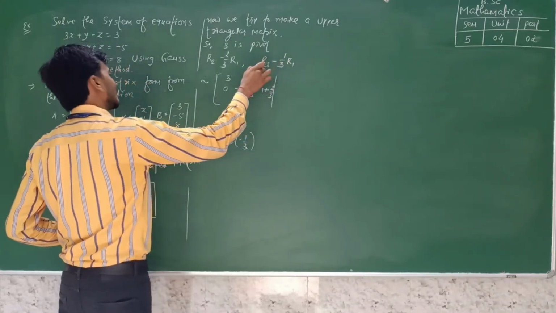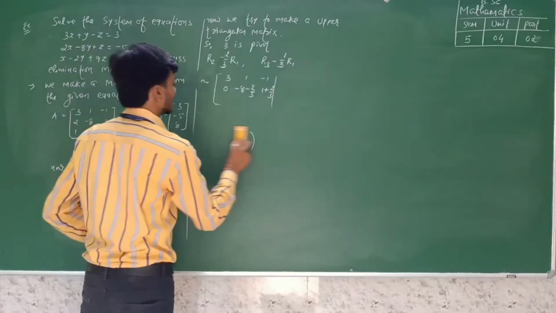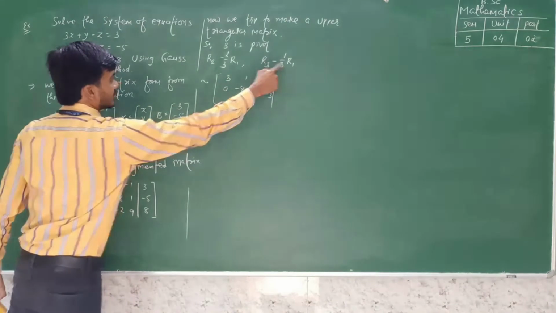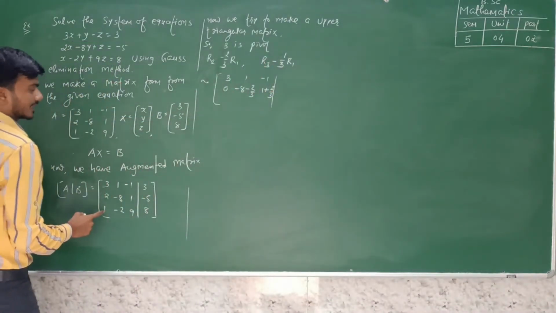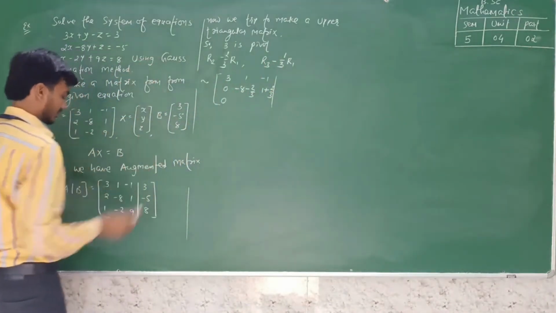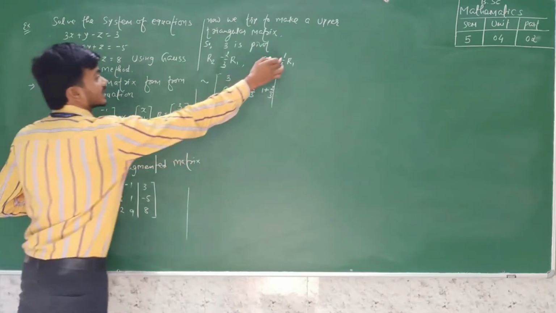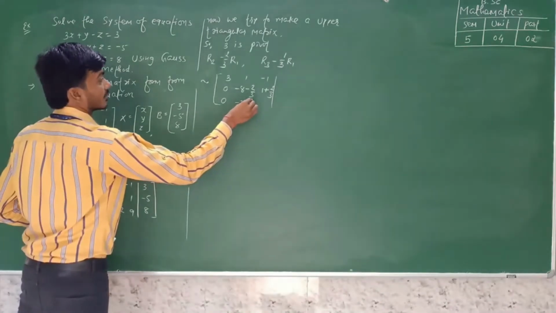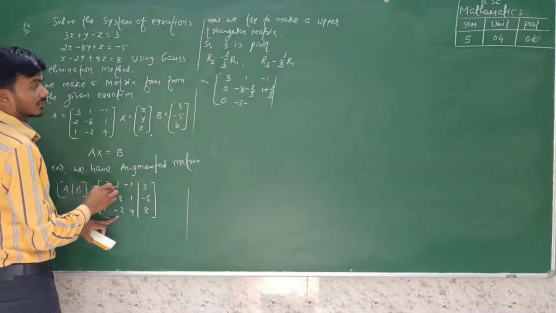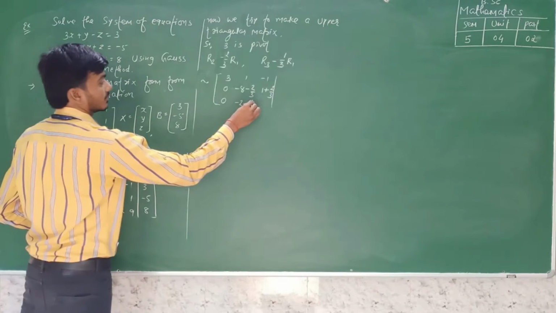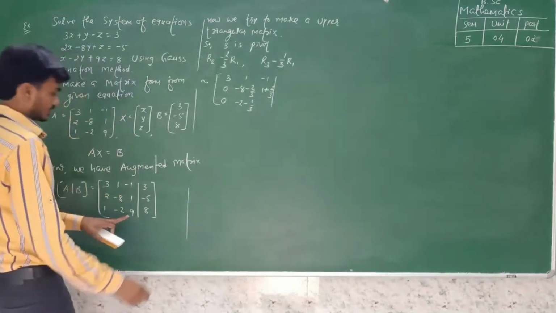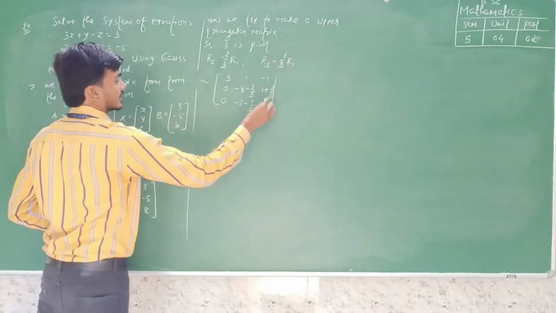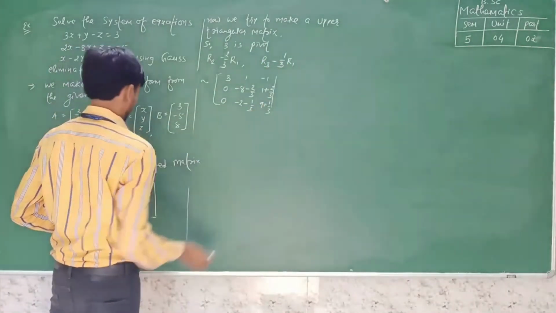And adding into R3, that means changes in the third row. So 3 into minus 1 by 3, that means minus 1 can be there and added in the third row, so 0. 1 into minus 1 by 3, that means minus 1 by 3. Minus 2 here and minus 1 by 3 will be added. Minus 1 by 3 will be added. 9 here and minus 1, and minus 1 by 3, that means plus 1 by 3 can be added.